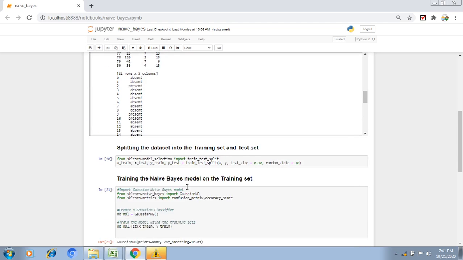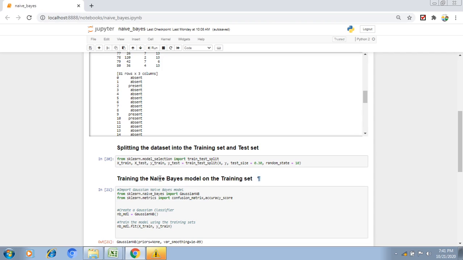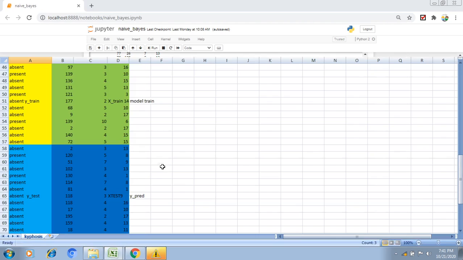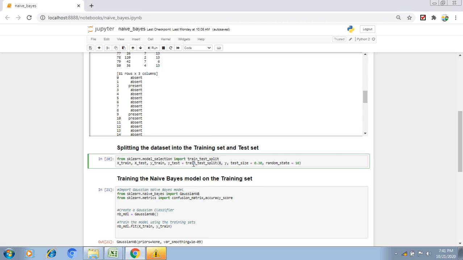Now I need to divide into 4 sets, the way we divided in Excel. Similarly I need to divide here. I'm using one of the sklearn packages. Here I'm importing train test split from sklearn. This is a method that will split the data into 4 parts, as we split it here: x train and y train, and x test and y test. Similarly, I'm dividing into the 4 parts with train test split, passing what the x is and what the y is.